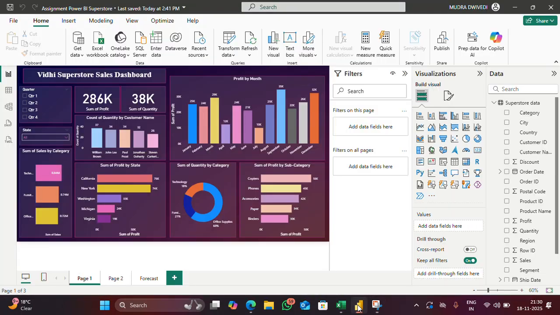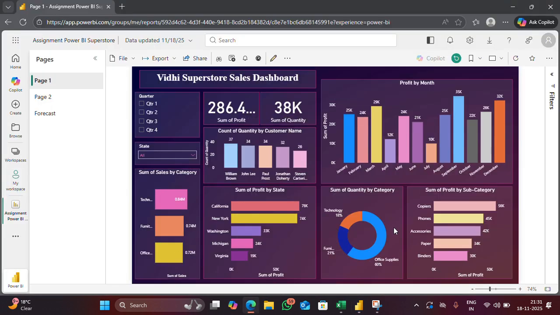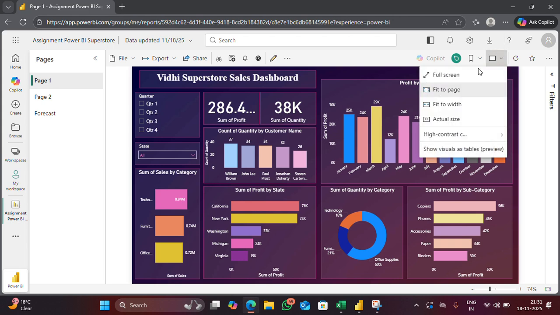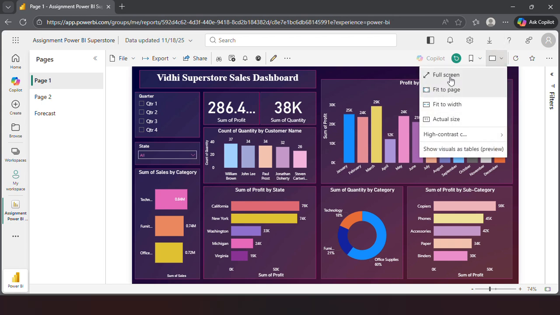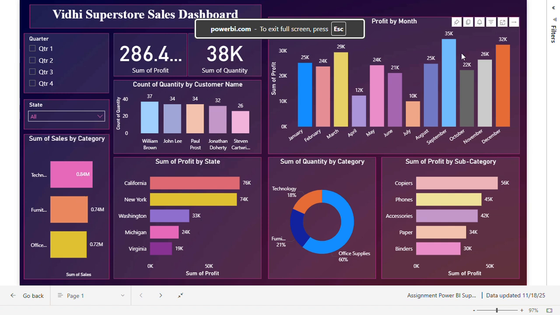Here is the dashboard that I have built. So I structured my dashboard into multiple sections so that anyone viewing it can easily navigate. So I will publish it on my workspace and it will look like this. Let's give it a full screen. Here you can see this is my dashboard.